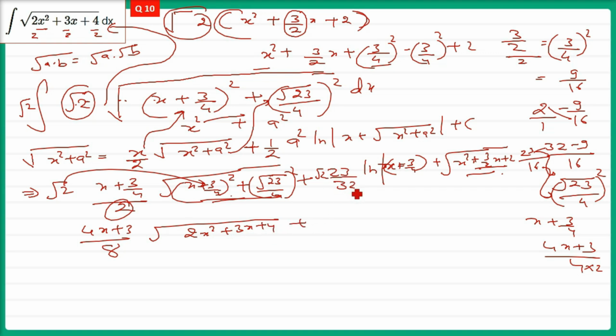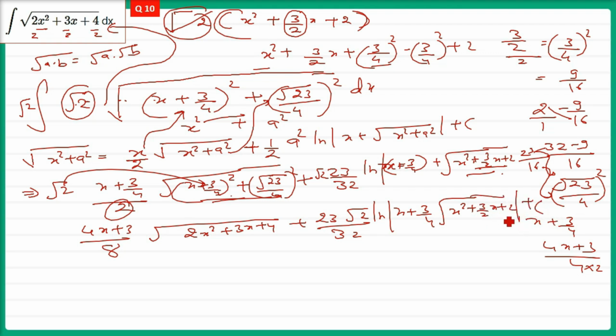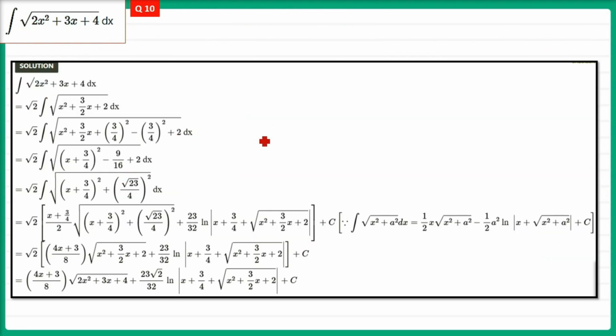Now 23 by 32 root 2, you don't have to multiply, just write it like that only. 23 by 32 under root 2. And this is ln of x plus 3 by 4, and this will remain the same, there will be no change here. So x plus 3 by 4 plus under root x square plus 3 by 2x plus 2. This is your final result plus a constant of integration also. So this is the final integration. This is your reference which you can adopt while solving it by yourself, and this formula is very important.